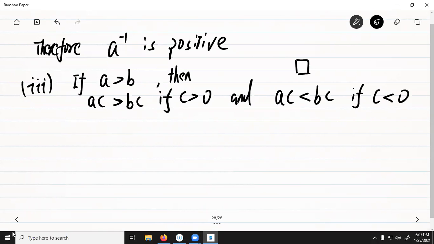This we already know, right? We multiply for the inequality. If we multiply both sides with a positive number, then it will not change the sign, right? If we multiply a negative number, you have to take the opposite direction, right? So why is this true? So now we can prove it.